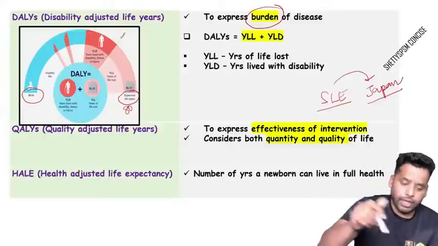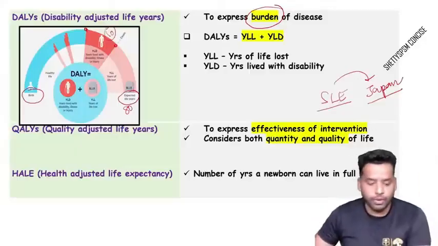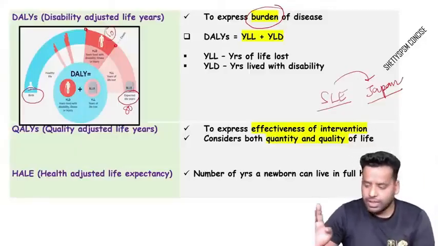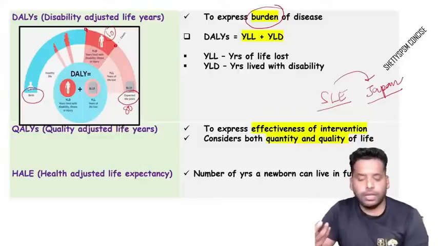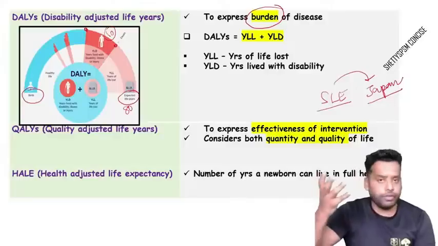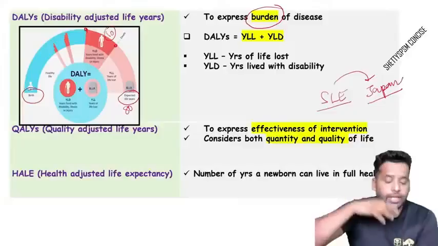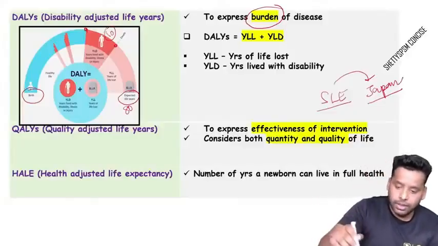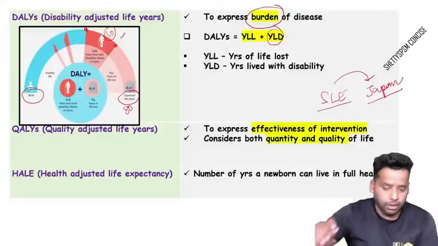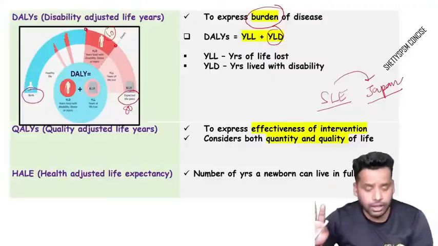Example: if I develop arthritis at 50 and die at 60, how many years lived with disability? We use the standard life expectancy, not the national life expectancy for DALYs. 50 years if I develop arthritis. If I die at 60, YLD is around 10. Don't write any value. We need the disability weight also, and based on that we calculate YLD.